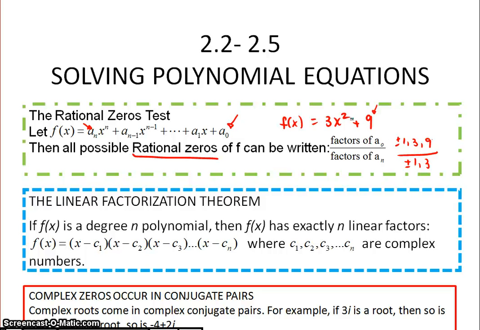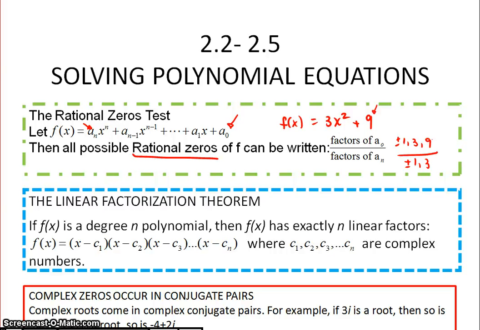So if something is of degree 4, meaning the largest exponent is 4, then it's going to have 4 factors, and that just says it's written out as 4 different factors, where the c's are complex numbers and those are the roots. The last one says that complex zeros occur in complex conjugate pairs. So if 3i is a root, then its conjugate minus 3i is a root, and if minus 4 minus 2i is a root, then so is minus 4 plus 2i. Remember, to find the conjugate, one's minus and one's plus in front of the i. We used that when we were multiplying, or more precisely dividing, complex numbers. So these are the 3 things that are important.